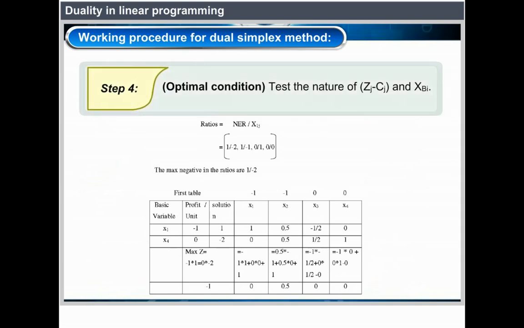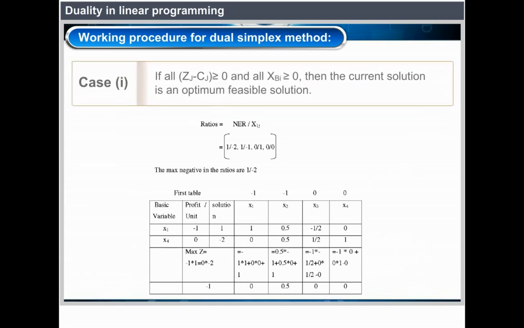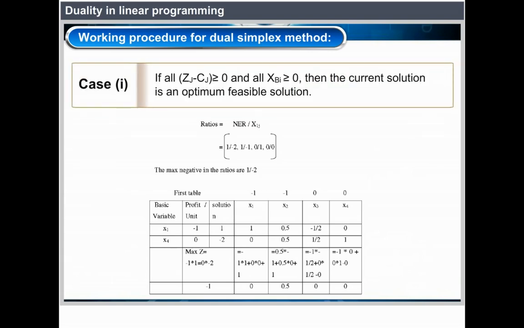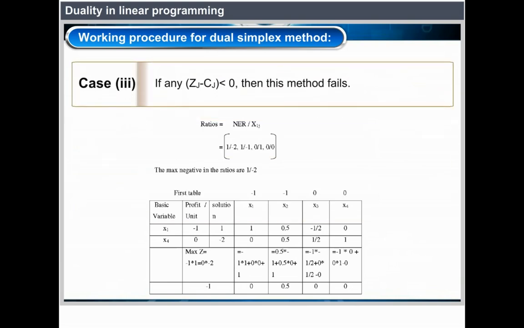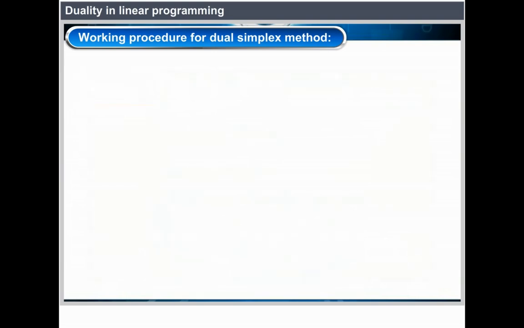Step 4. Optimal condition. Test the nature of Zj minus Cj and Xbi. Case 1. If all Zj minus Cj greater than or equal to 0 and all Xbi greater than or equal to 0, then the current solution is an optimum feasible solution. Case 2. If all Zj minus Cj greater than or equal to 0 and at least one Xbi less than 0, then the current solution is not an optimum basic feasible solution. Case 3. If any Zj minus Cj less than 0, then this method fails.